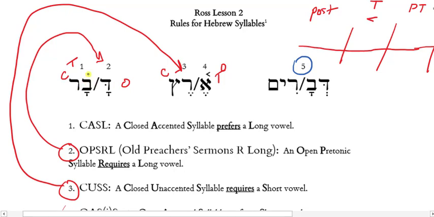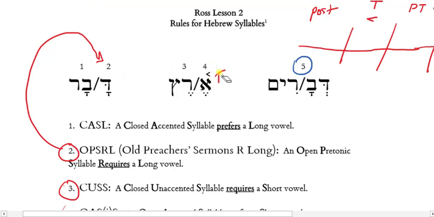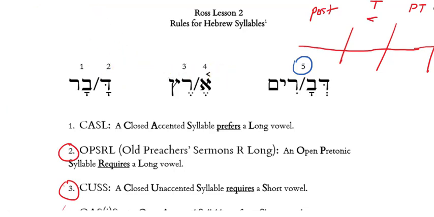Okay? And up here, we have syllables that are labeled that exemplify the rules that are below. Focusing on rules 2 and 3, the open pretonic syllable is what da is, and it's got a long vowel here. Number 3 is the cuss rule. That's closed and unaccented, so it's got a short vowel, following the rule.